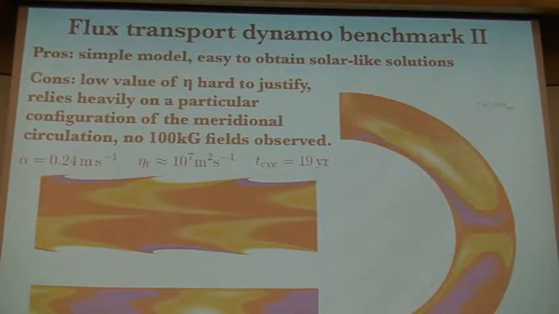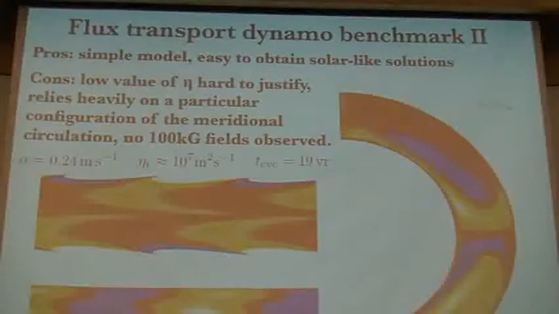And then here you see an animation of one cycle of this dynamo. The yellow one is plus. Oh, this is the azimuthal field. The contour lines give the radial field isocontours.